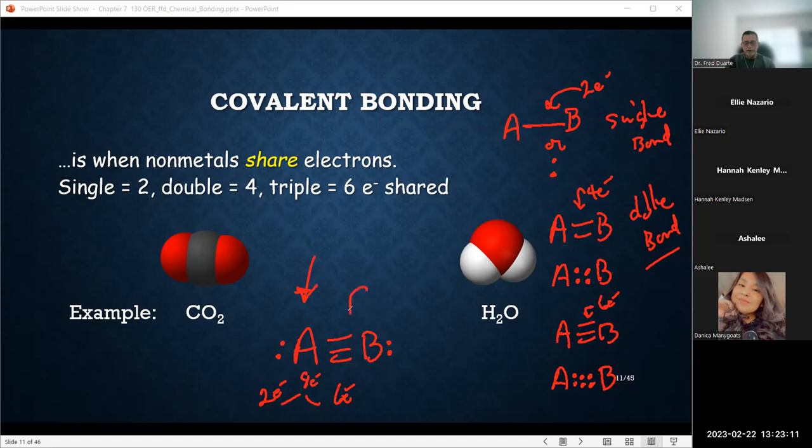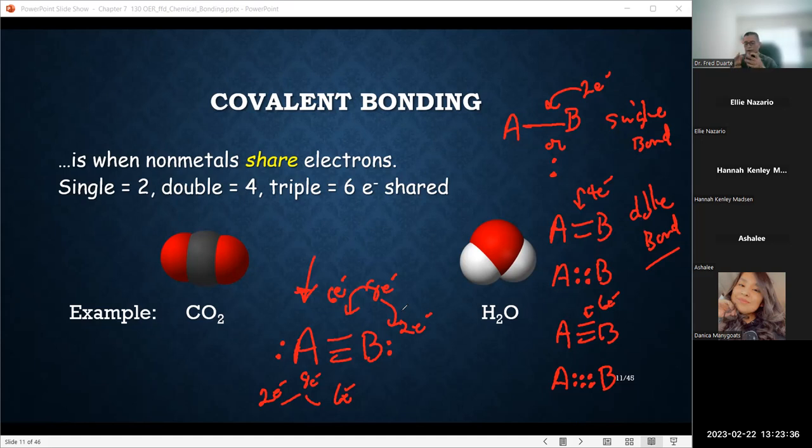There's 6 of them being shared, a total of 8 here. And then there's 2 of them not being shared. And so B also has 8 electrons. So in this scenario, A and B have fulfilled the octet. Okay. We're going to be doing a lot of that.